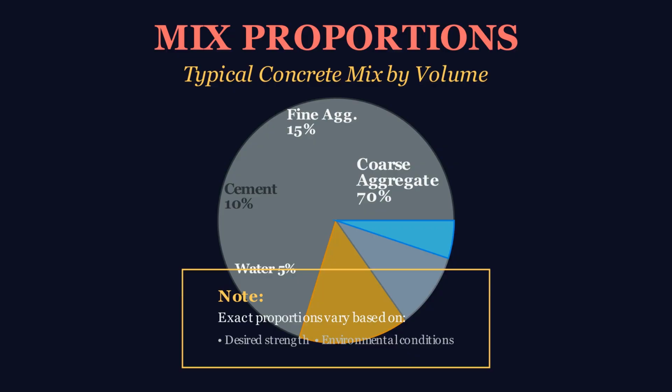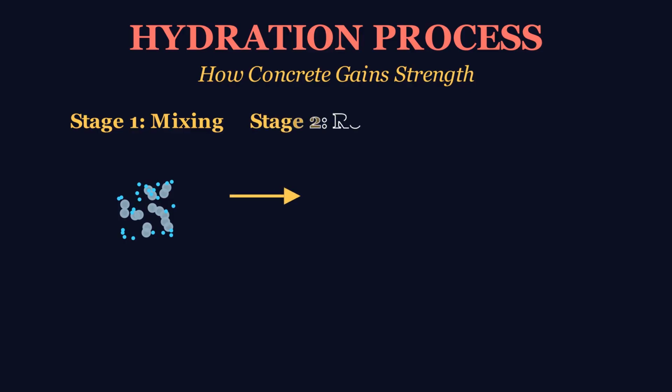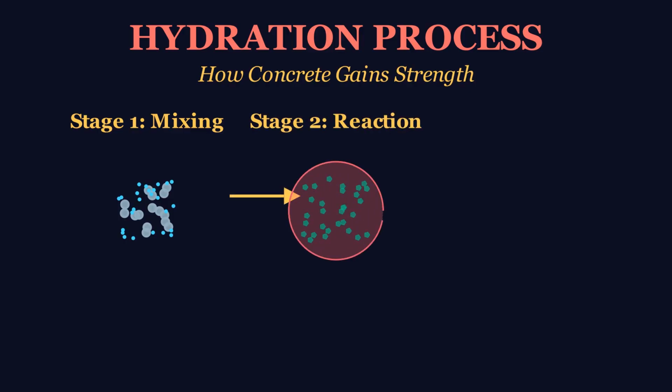A typical concrete mix by volume consists of approximately 70% coarse aggregate, 15% fine aggregate, 10% cement, and 5% water. These proportions can vary significantly based on the desired strength, workability requirements, and environmental conditions. Engineers carefully design mix proportions to achieve specific performance characteristics for each project.